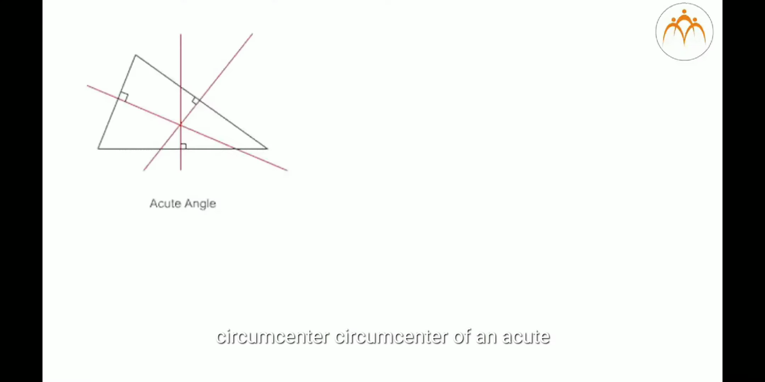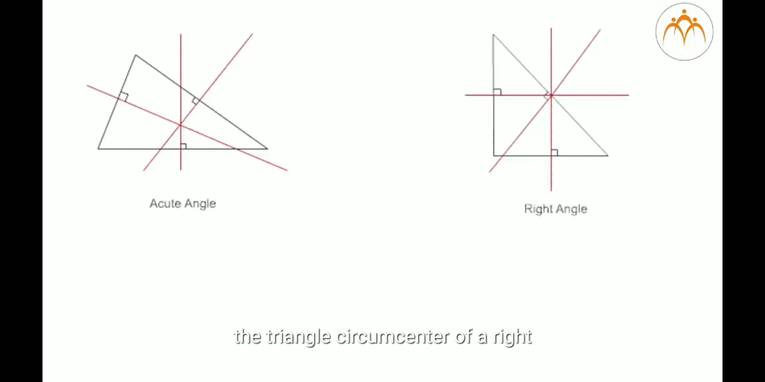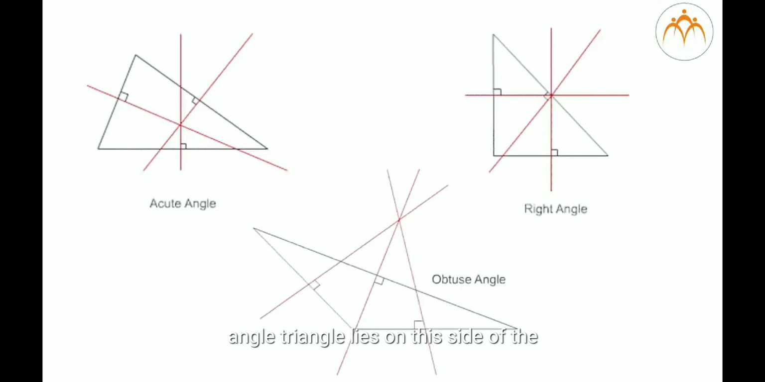Circumcenter of an acute angled triangle lies in the interior of the triangle. Circumcenter of a right angled triangle lies on the side of the triangle. Circumcenter of an obtuse angled triangle lies in the exterior of the triangle.